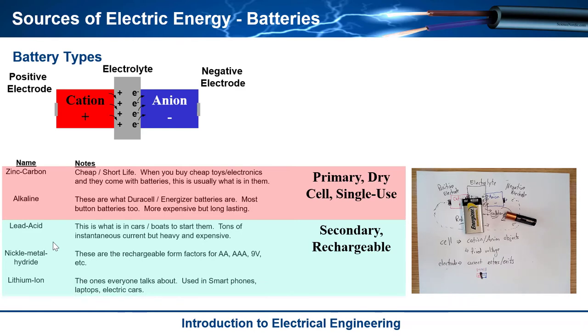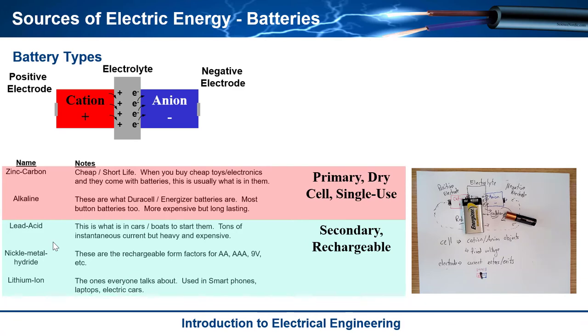There are a lot of lead acid batteries in the world. This is what's in your cars, your boats, and your motorcycles. This is what you use to start. When you crank your car, it uses that lead acid battery to turn the starter until your combustion engine can take over.